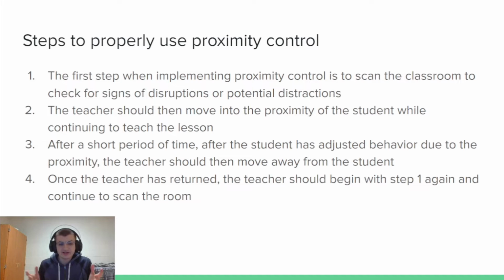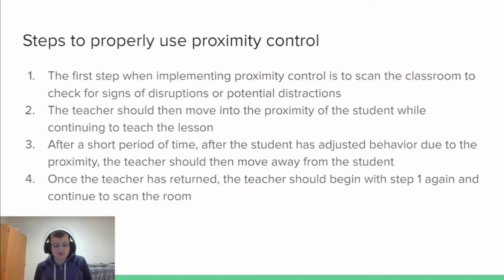Then step 3, after a short period of time, normally a couple of minutes, the student will adjust the behavior due to the proximity, and then the teacher should slowly begin to move away from the student, giving them back that sense of freedom, independence. And then step 4, once you've returned to wherever you were staying before, in front of the room, the teacher should start back with step 1 again and continue to scan the room.